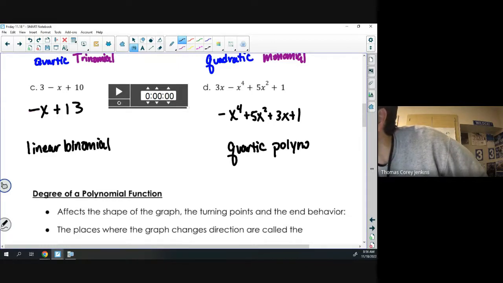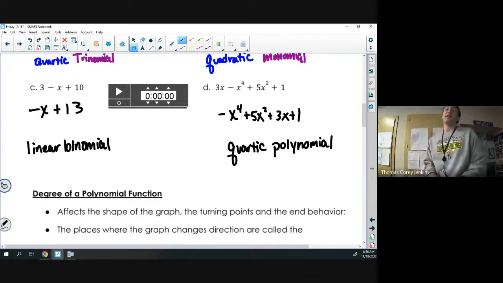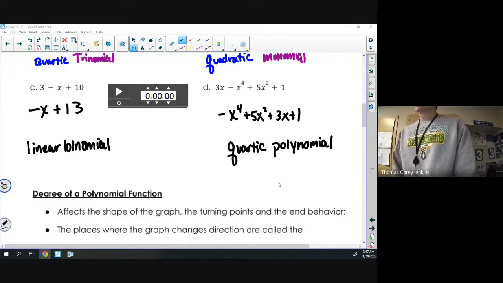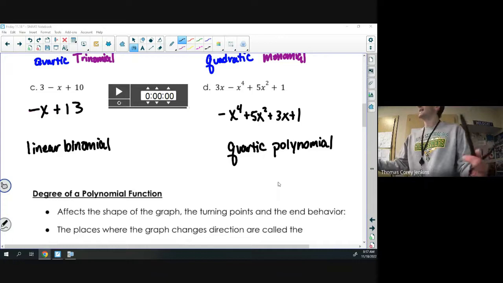All right, so looking at C in standard form, once we combine like terms, we really have two terms, and it's called linear because it's first degree. So linear binomial. And then D is just rearranging them. Still has four terms, fourth degree, so it's called a quartic polynomial. Anybody have any questions about that?